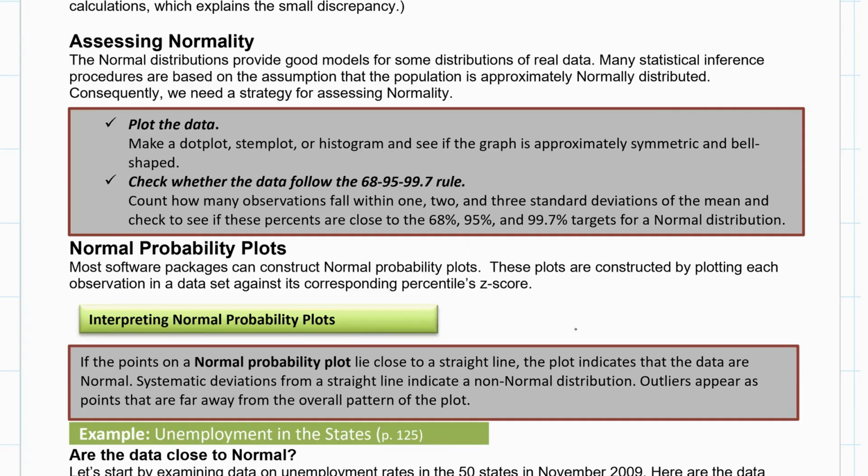Well, we can start by plotting the data. When we look at the data, do the data look symmetric, bell-shaped? Then we can also ask, does it follow the 68, 95, 99.7 rule? And then lastly, we're going to do something called normal probability plots. So whenever we want to assess the normality of a data set, we can do all of these things.